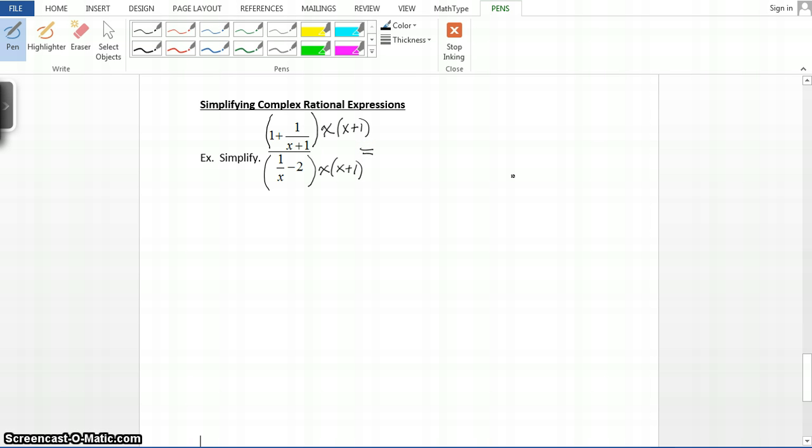Alright, so I'm going to write this step out where I'm distributing the x times x plus 1 into both of these terms in the numerator. X times x plus 1 times 1 will just give x times the quantity x plus 1. Then when you take x times x plus 1 times this little rational expression, it'll look like this.